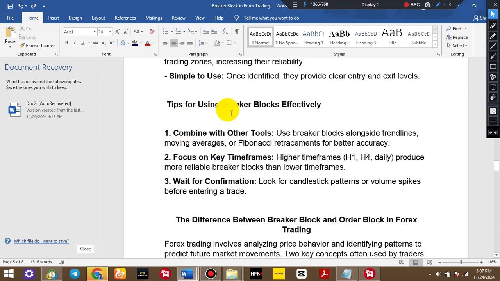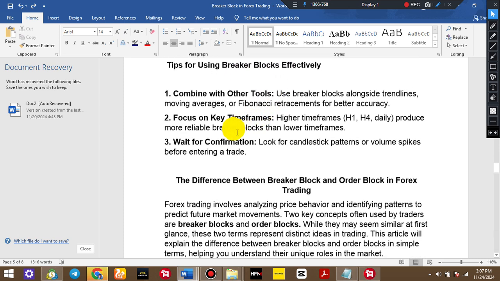Tips for using breaker block effectively. Now, for you to use this breaker block effectively, these are the tips you need. One, combine with other tools. Use breaker blocks alongside trend line, moving average, or Fibonacci retracement for better accuracy. That is, you should apply either a trend line, or those of you who love using moving average, you can also use it. Place the moving average, mostly moving average 50, right? You can also use it as an area or in combination with your other blocks after it is identified.